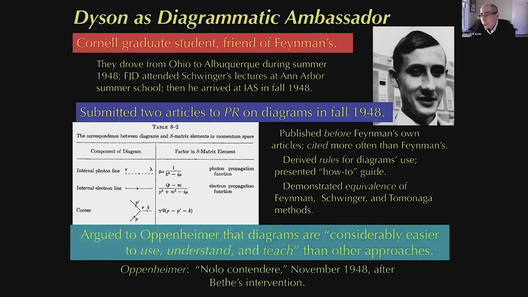So Oppenheimer at this point had become director of the Institute for Advanced Study. He was now basically, in effect, Dyson's supervisor for the second year of the fellowship. Oppenheimer was not that impressed with the Feynman diagrams at first. In fact, he used to come to Dyson's informal presentations and interrupt and basically show that he was still the smartest person in the room.